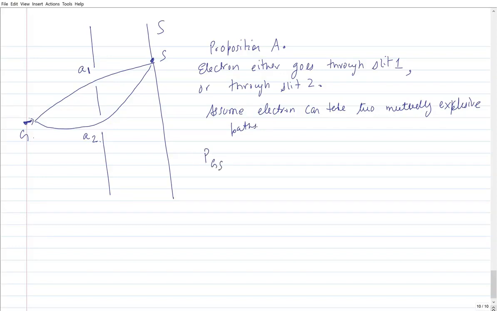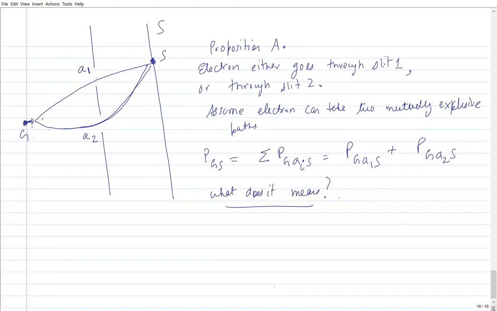Probability of GS is the probability that the electron starts here and lands up on the screen S. Probability of GS is the probability of GA1S, which essentially means the probability the electron takes this path, plus the probability it takes this path over here. What does it mean? So where are we going wrong?